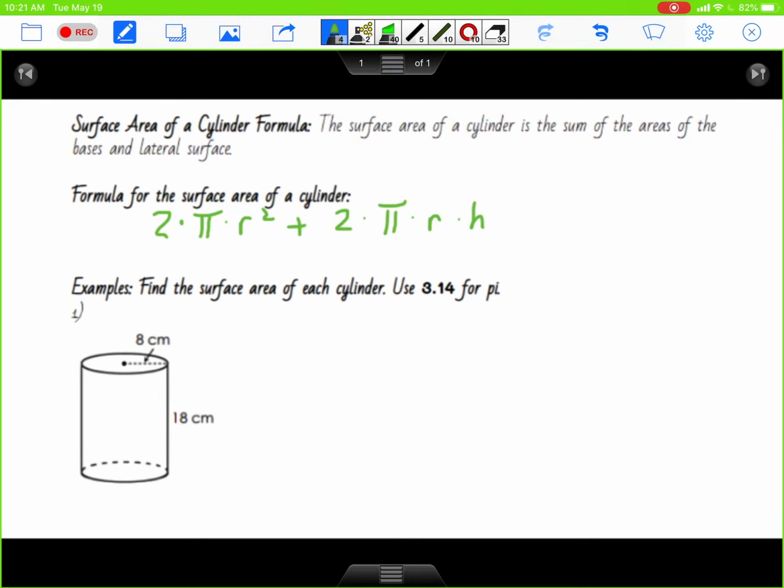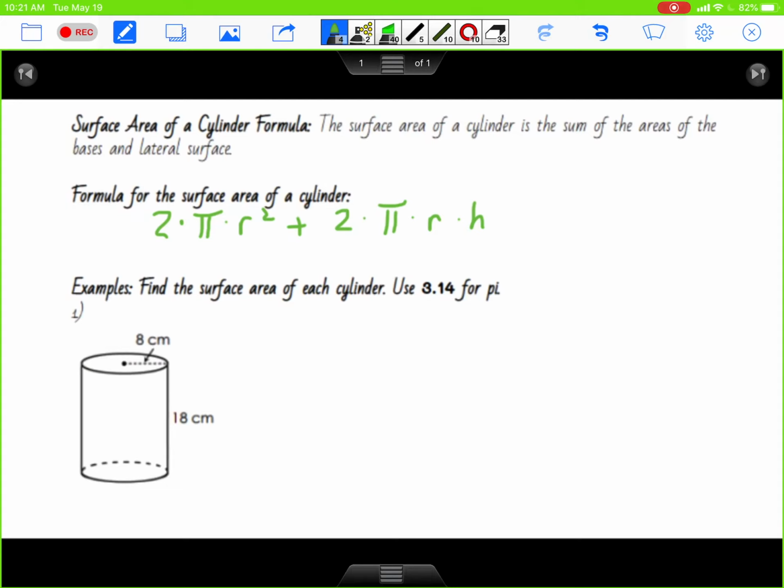If you notice, there's only two different variables in here: r and h. Those are the only two numbers you need for these problems. You need a radius and you need a height. Okay, moving on to our example here.